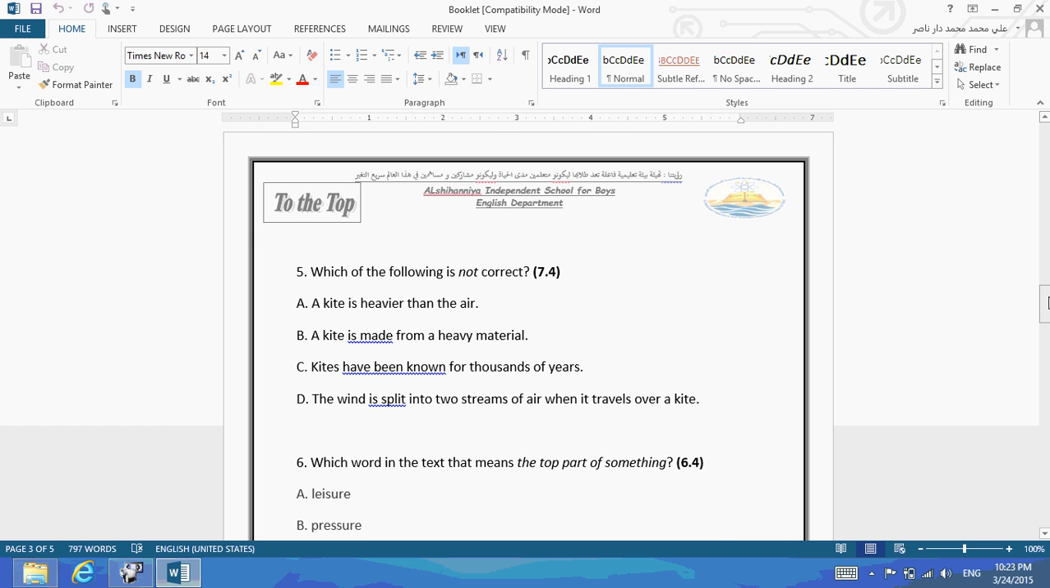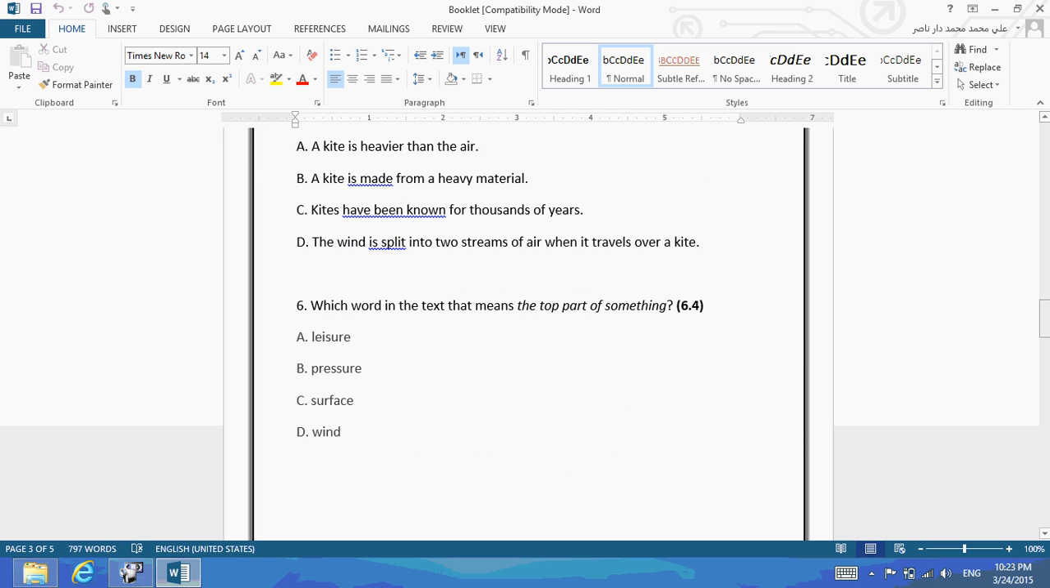Question number 5. Which of the following is not correct? A. A kite is heavier than air. B. A kite is made from a heavy material. C. Kites have been known for thousands of years. You see, the use of passive, have been known. D. The wind is split into two streams of air when it travels over a kite.